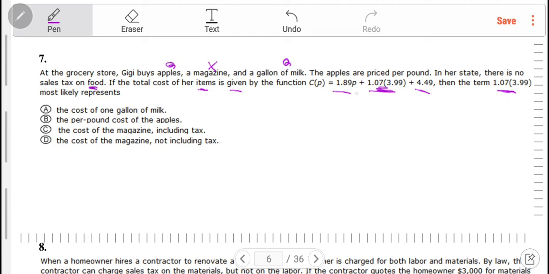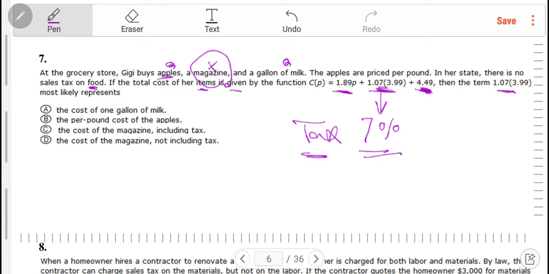Don't worry, it's very easy, because 1.07 means the tax is 7%. The tax is just for what? The magazine. So no number here. 1.89 maybe for the apples, right? Gallon of milk, individual price, right or wrong?